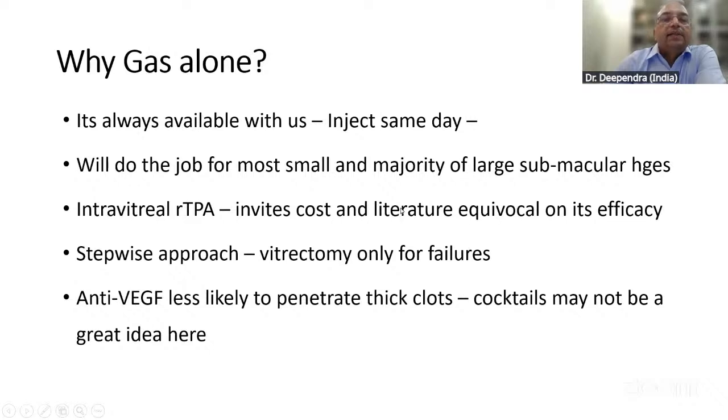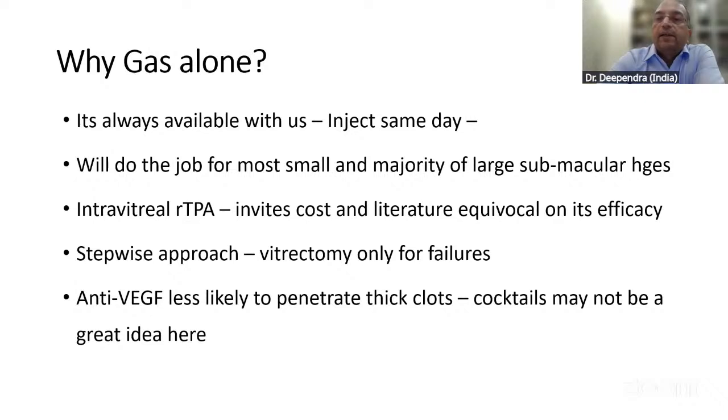The biggest reason is that it's always available with us. You don't have to arrange for it, and you can inject the same day as first aid, make them lie prone in your OPD, and see them the next day. And believe me, it will do the job for most small and the majority of larger submacular hemorrhages. On the other hand, intravitreal TPA actually invites cost and all those approvals if the patient is insured. And also, I think literature is still equivocal on its efficacy.